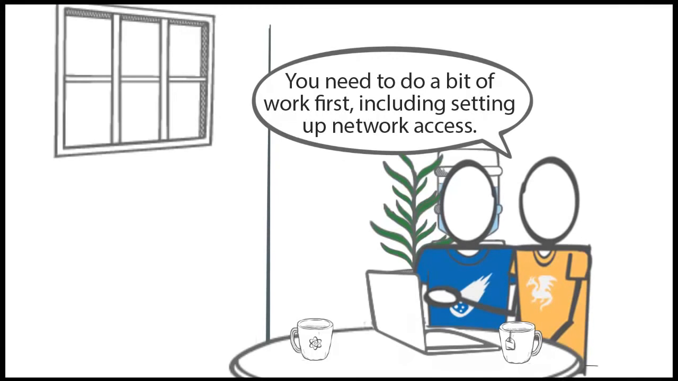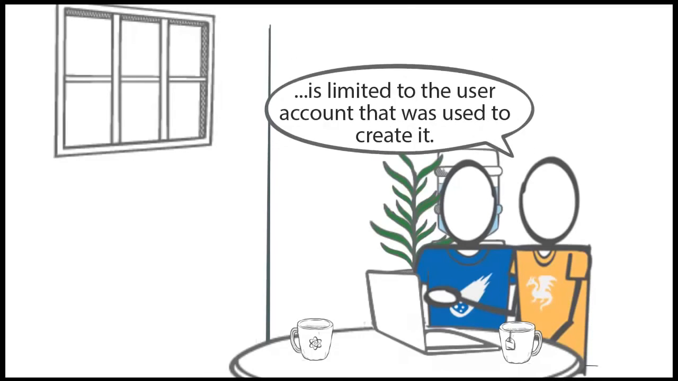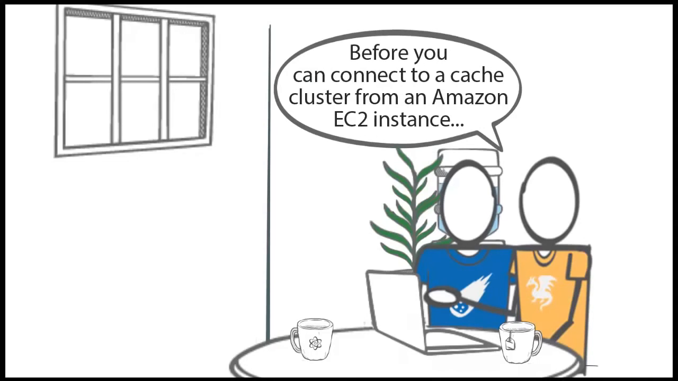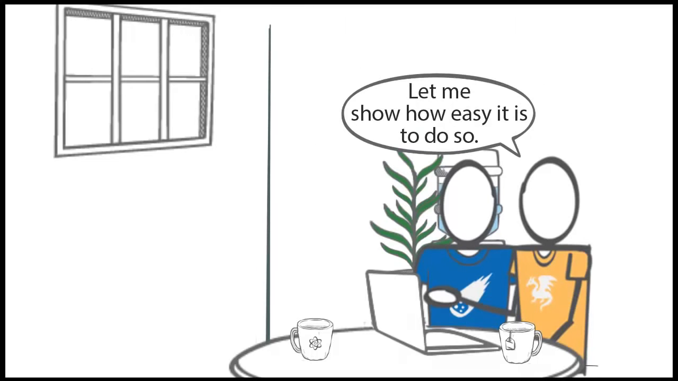You need to do a bit of work first, including setting up network access. By default, network access to your cache cluster is limited to the user account that was used to create it. Before you can connect to a cache cluster from an Amazon EC2 instance, you must authorize the Amazon EC2 instance to access the cache cluster. Let me show you how easy it is to do so.